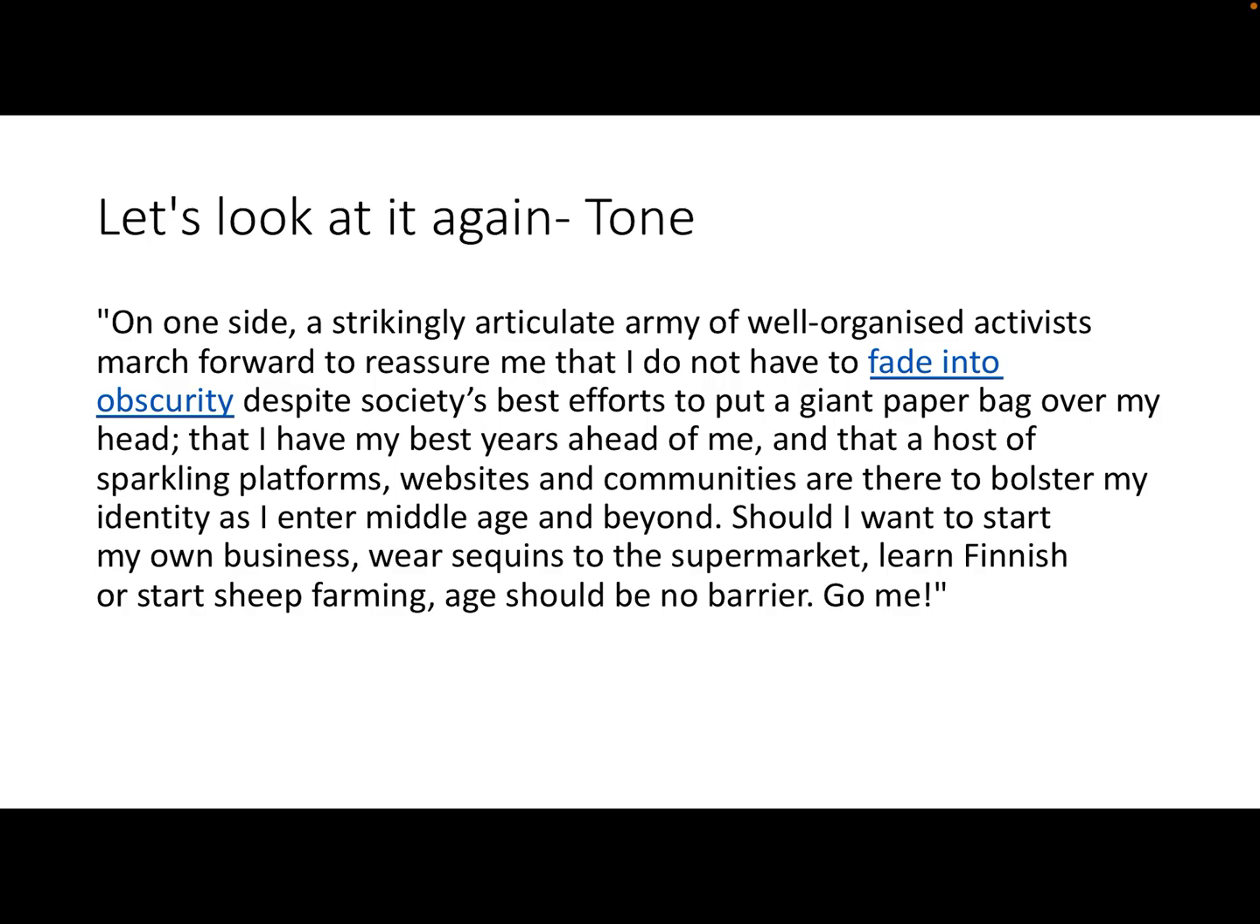On one side, a strikingly articulate army of well-organised activists march forward to reassure me that I do not have to fade into obscurity, despite society's best efforts to put a giant paper bag over my head, that I have my best years ahead of me, and that a host of sparkling platforms, websites and communities are there to bolster my identity as I enter middle age and beyond. Should I want to start my own business, wear sequins to the supermarket, learn Finnish or start sheep farming, age should be no barrier. Go me!